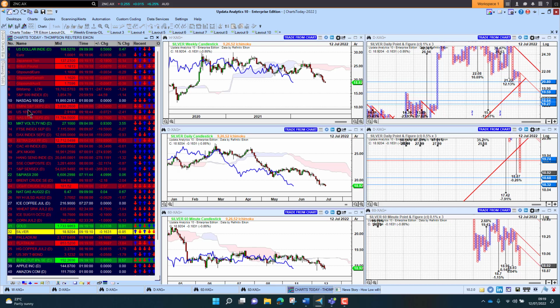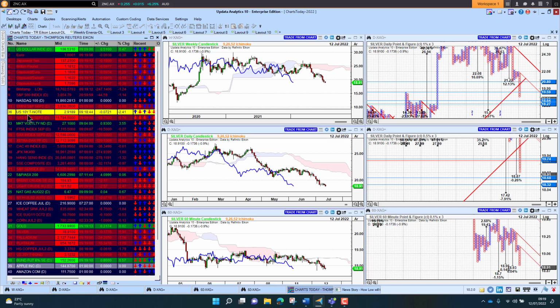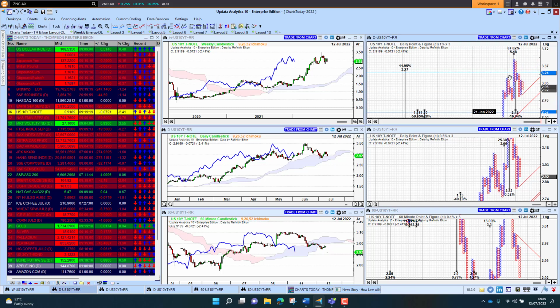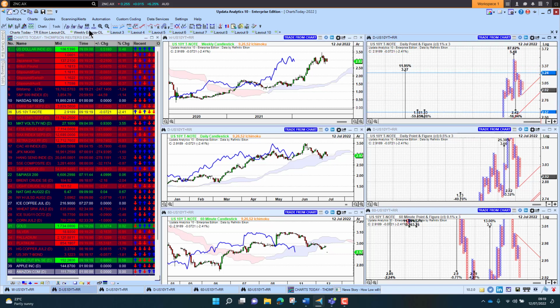Looking at US 10-year yields, we've got them sitting at 2.91%. So again, just trending up. We've got big upside targets, of course, for US interest rates, so that's going to be quite key.